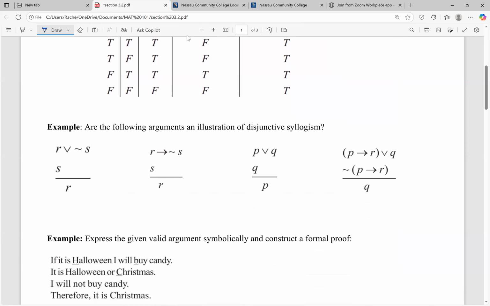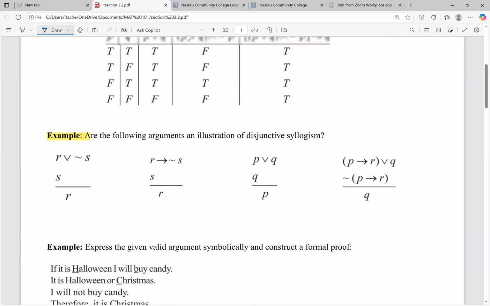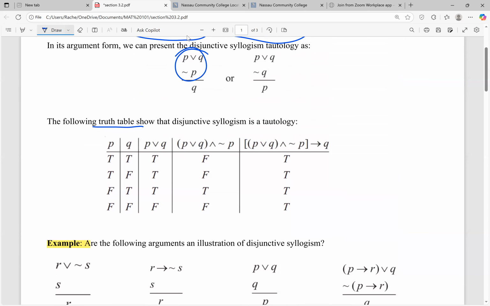So why don't we just practice like we did in the previous section? Let's identify if the following arguments are an illustration of the disjunctive syllogism. Remember, we could keep it right here for reference: P or Q and not P, then we can conclude Q. Or if we have P or Q and not Q, then we can conclude P.